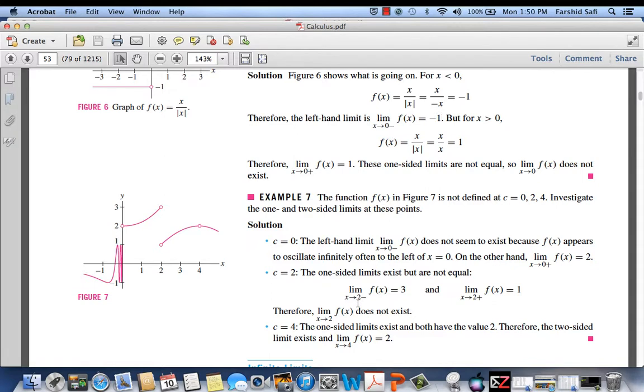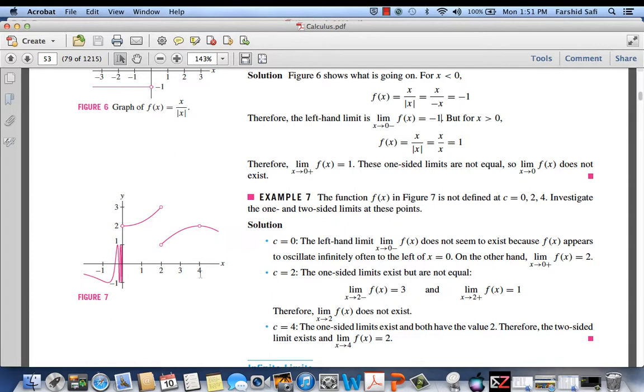And, well, what would the limit as x approaches 2 from the left be? Here's 2. Remember, we're going to always approach it along the curve. So as we approach it from the left, that would be along this portion of the graph, the y values seem to be trending towards 3. So the limit as x approaches 2 from the left of this function would equal 3.